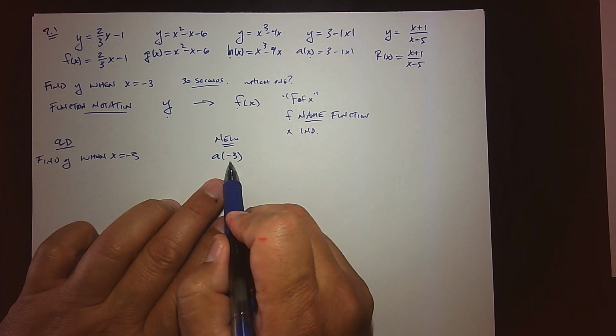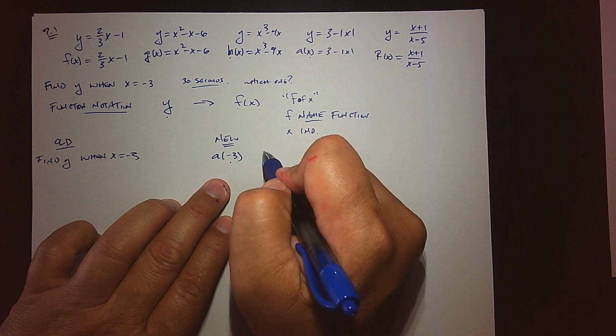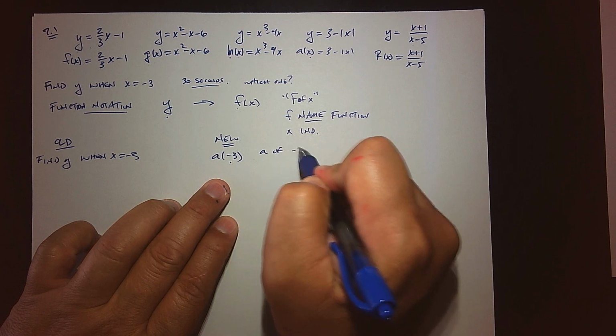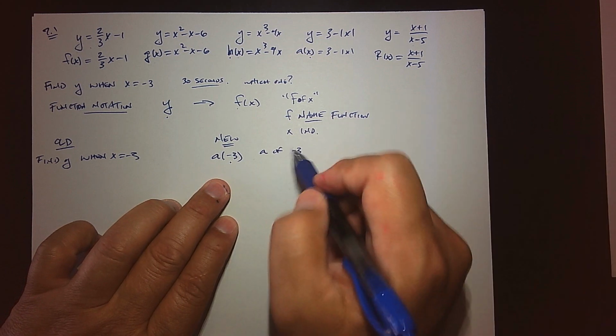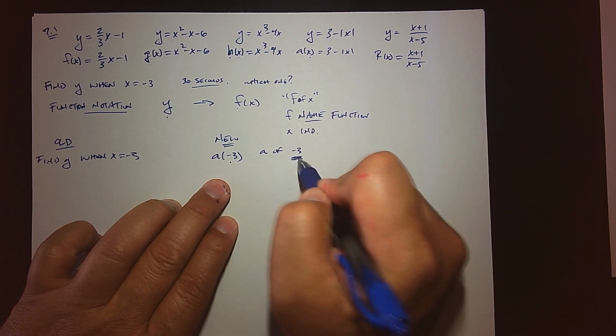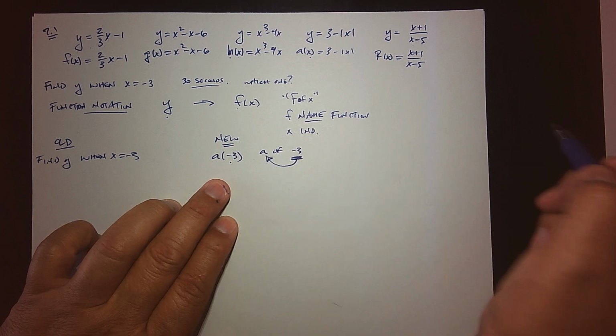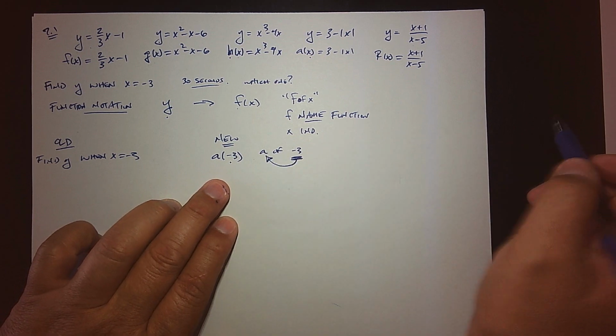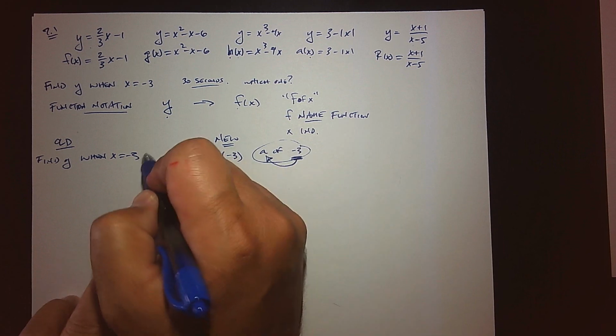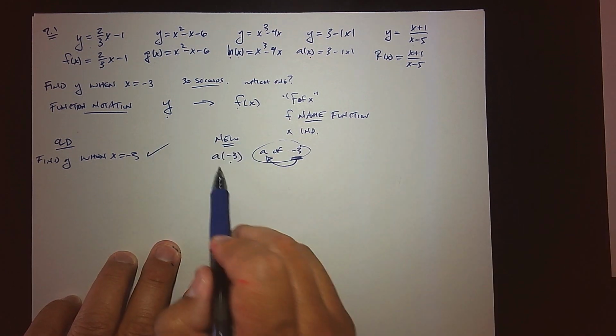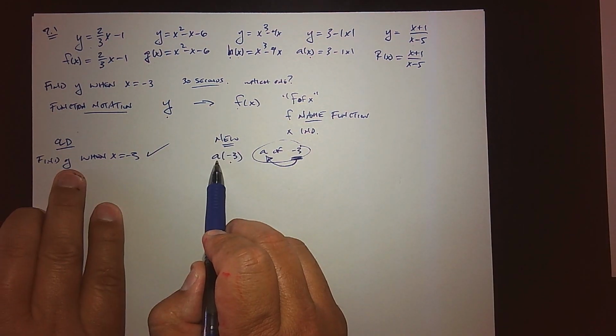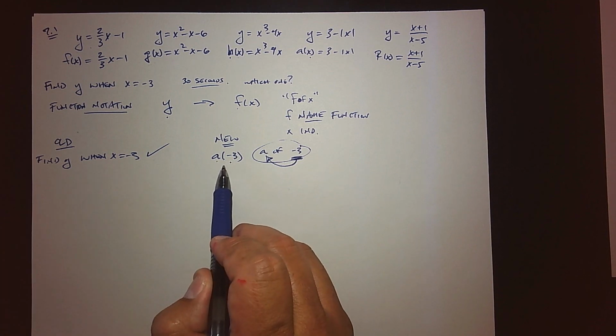Okay? So we literally read this as "a of -3." But what it means is this is the input, and we're putting it inside of the function a. So in language, it basically means that. So what is the output of the a function, right? What's the y value of the function a when my input is -3?